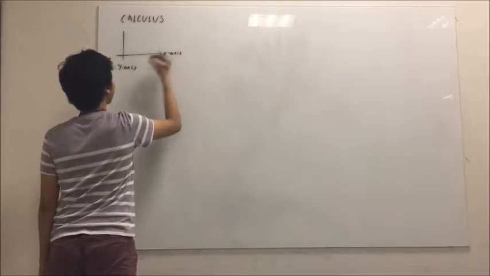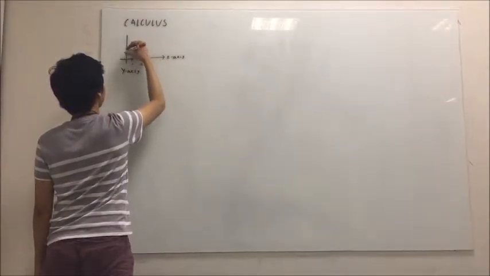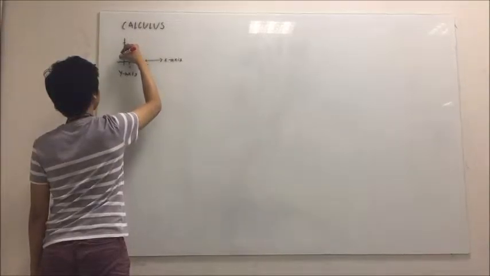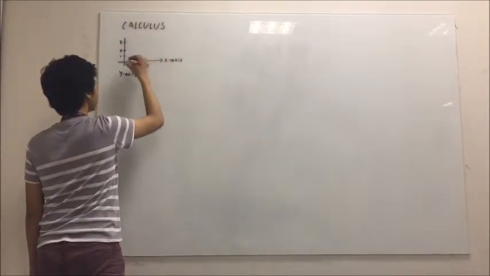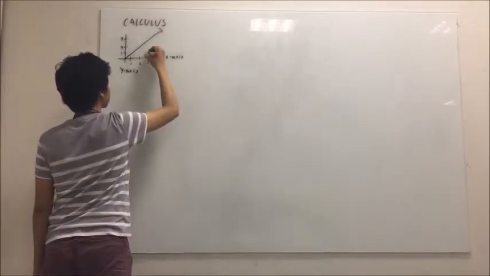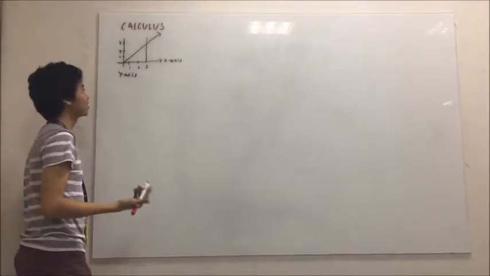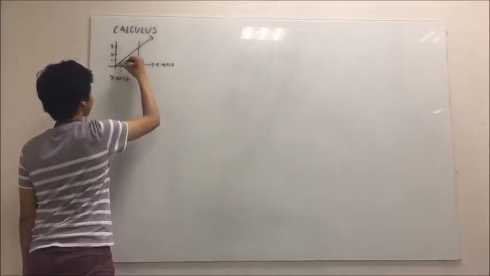We have 1, 2, 3 over here, and another 3 right there. So let's say we have this graph, something that looks like this. Okay. So we can see that the bounded region here is this part.